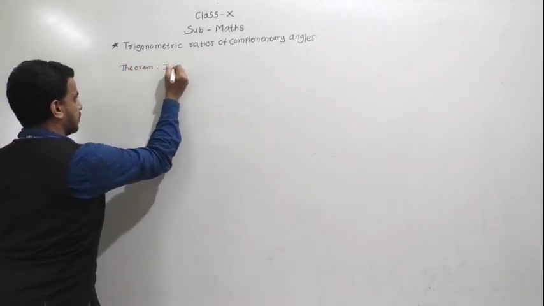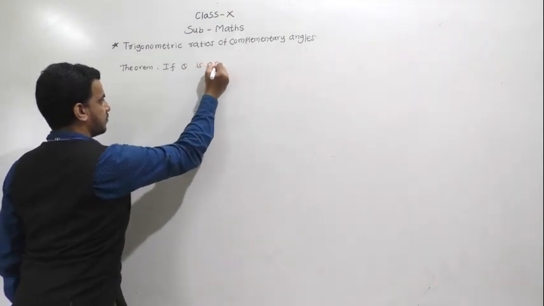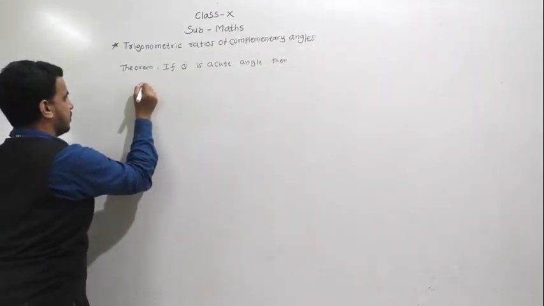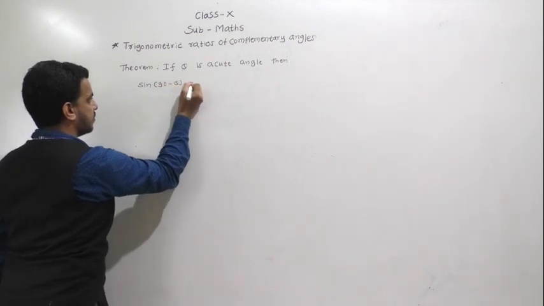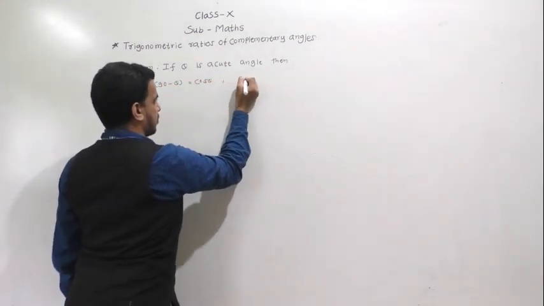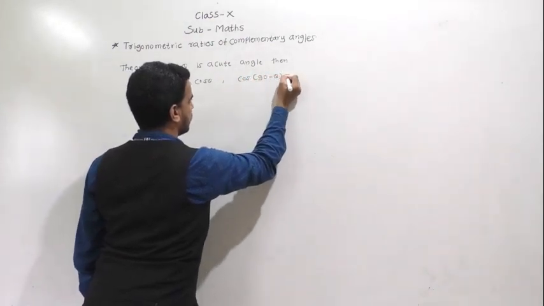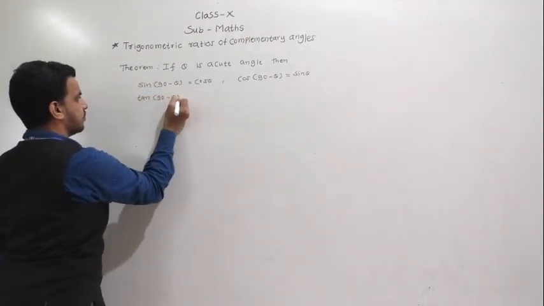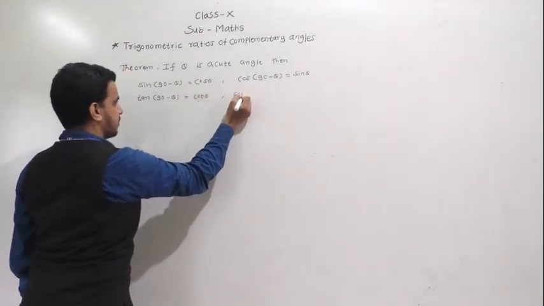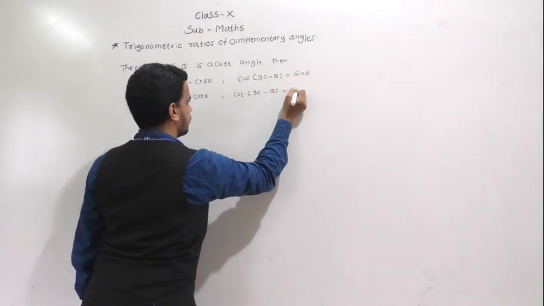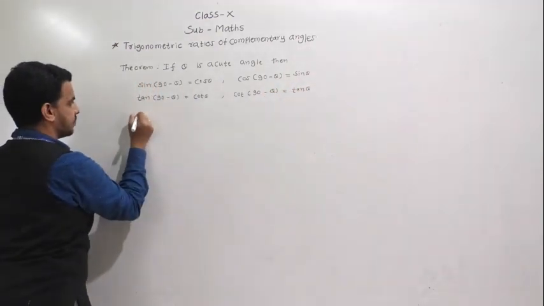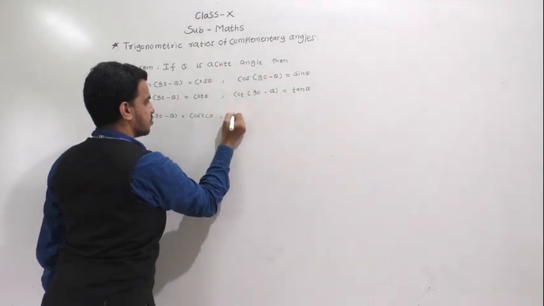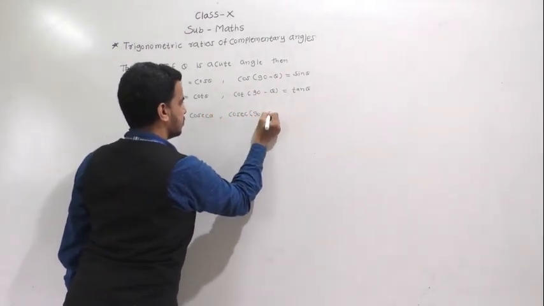If theta is an acute angle, then sin(90 minus theta) is equal to cos theta, and cos(90 minus theta) is equal to sin theta. Similarly, tan(90 minus theta) is equal to cot theta. Cot(90 minus theta) is equal to tan theta. And the last ones are sec(90 minus theta), that is cosec theta, and cosec(90 minus theta), that is equal to sec theta.